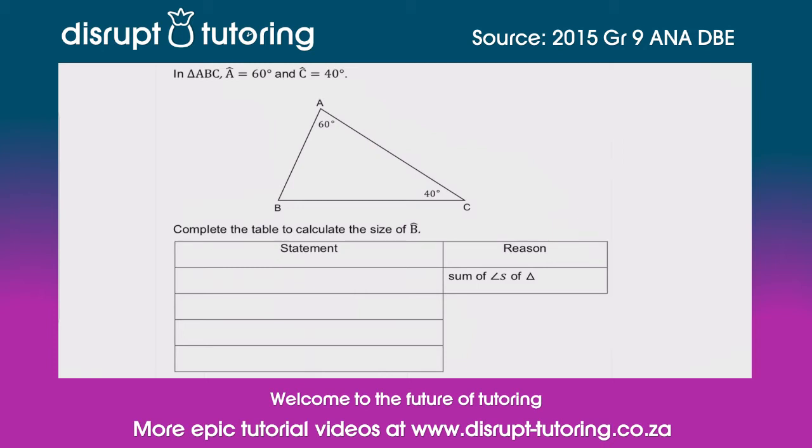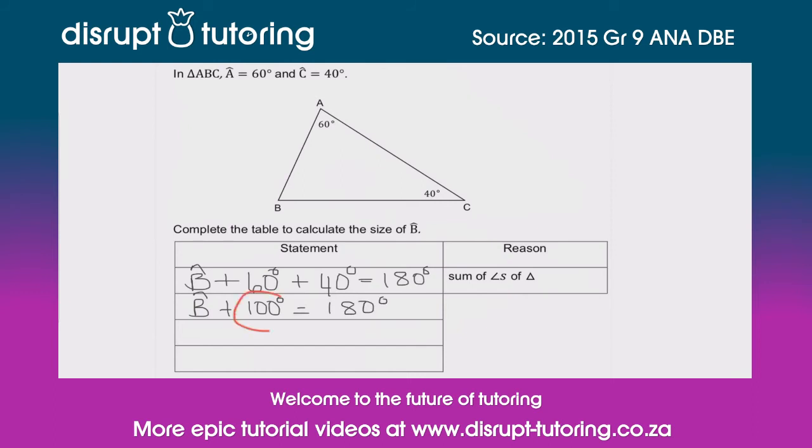So what is our first mathematical statement? We know that angle B plus 60 degrees plus 40 degrees equals what? So what do we know about the sum of angles of a triangle? We know that all the angles in a triangle equal 180 degrees. Now all we need to do is solve for B, so it becomes an equation. So let's first neaten up the left-hand side. So 60 plus 40 gives you 100 degrees equals 180 degrees.